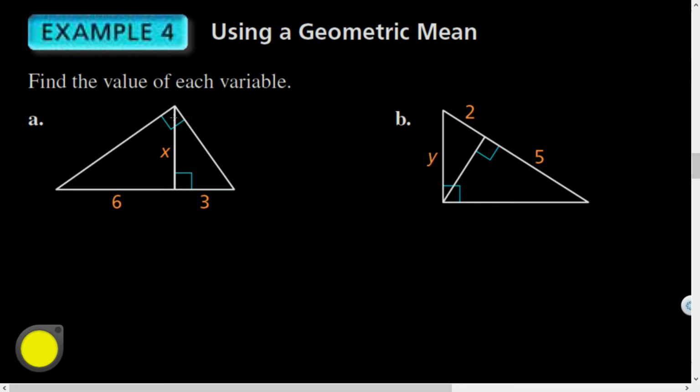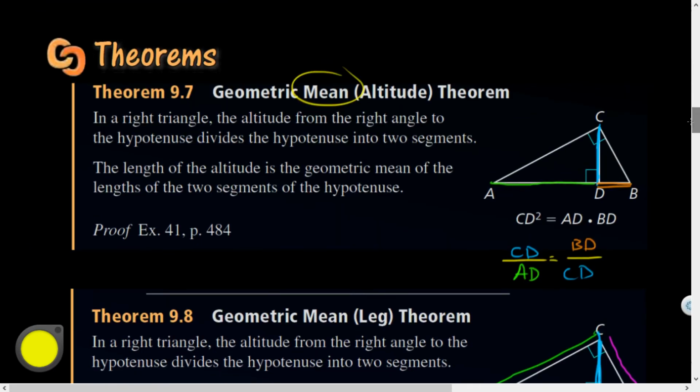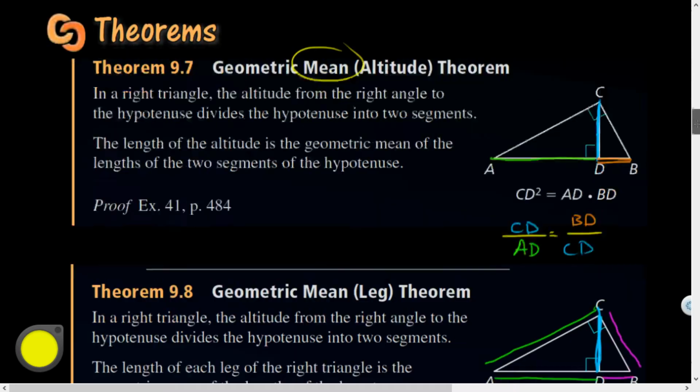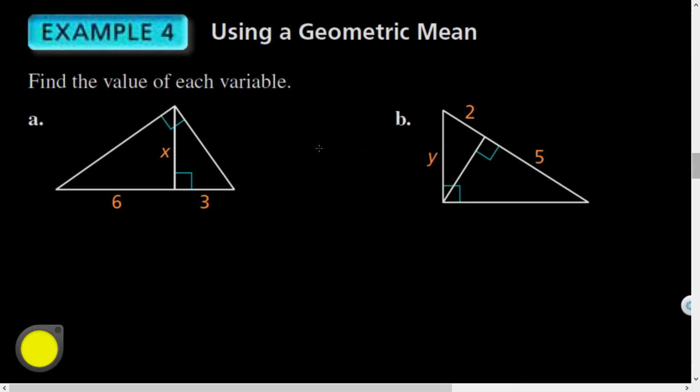Okay. Did someone set up a proportion for x? All right, so this one's related to, is this a leg or an altitude? It's an altitude, so the version that I'm going to use is the altitude one, right? And that altitude should be the geometric mean of those two segments that the altitude cut the hypotenuse into. So I'm going to say x over 6 should equal 3 over x. Medium to big equals little to medium. Or x squared equals 18. Or x equals the square root of 18.